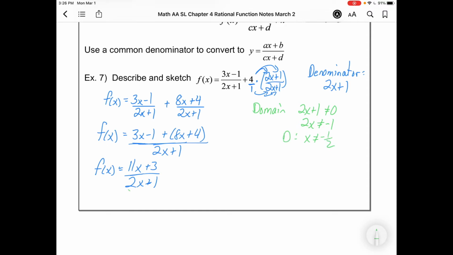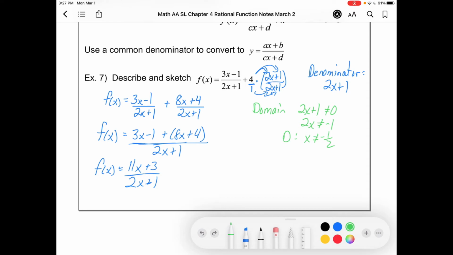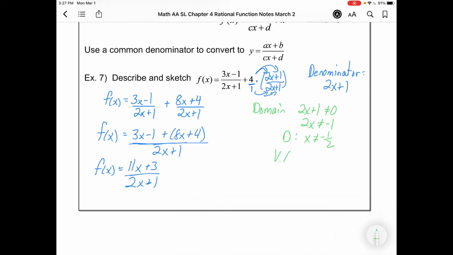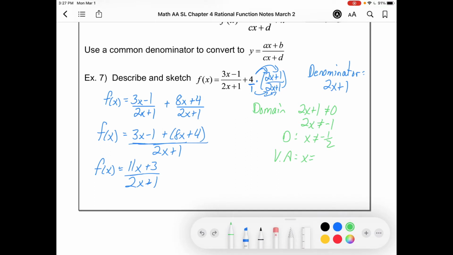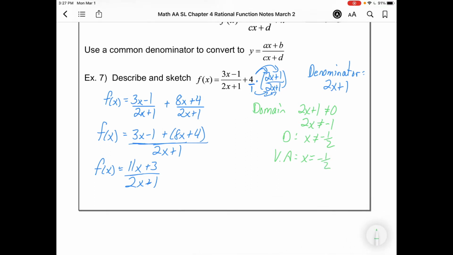Okay, and if we look back at it, if you put in -1/2 for x, you would have division by 0, which is bad. So there's our domain. Once I know that, I know my vertical asymptote is going to be at x equals -1/2. And we could start drawing this if we wanted to. We can just keep describing as well. Okay, my horizontal asymptote.